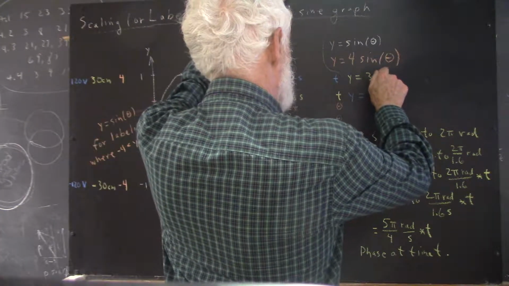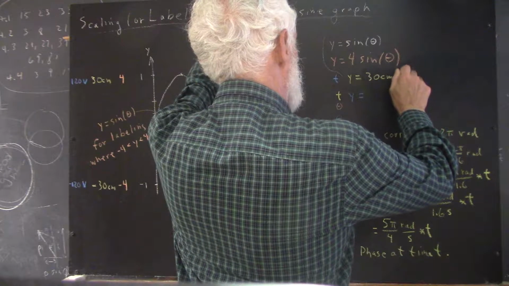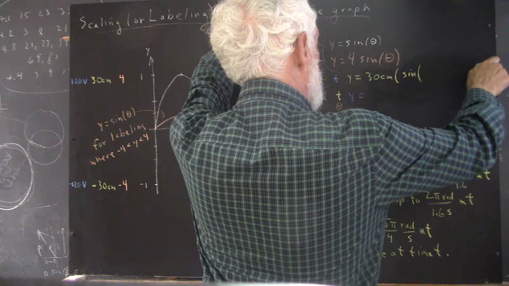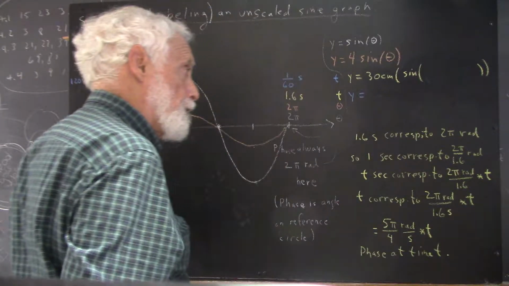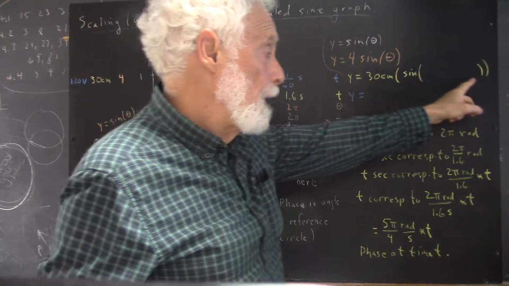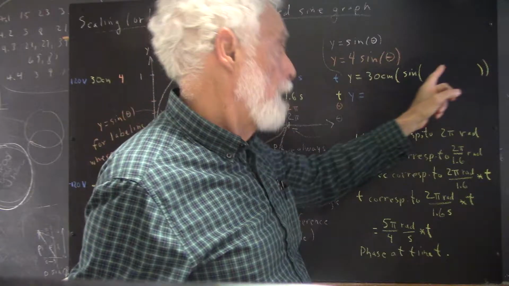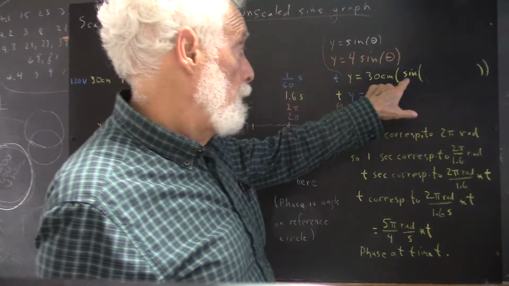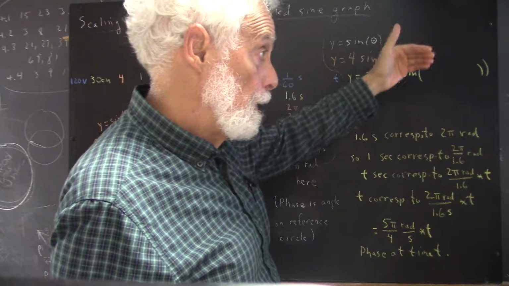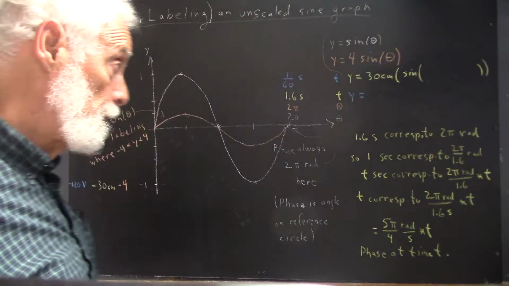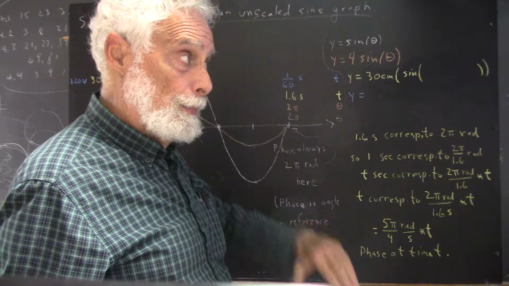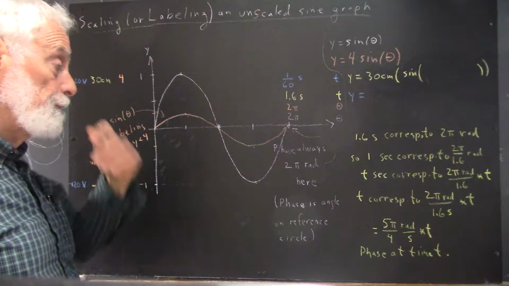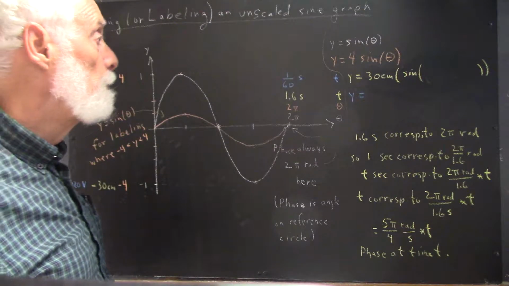So I go 30 centimeters multiplied by the sine of something. Now, I have to figure out what this something is, but whatever it is, if it's a function that has a variable that goes through at least one cycle of the sine function, then we know that the value of the sine function will go from negative 1 to 1, and when multiplied by 30 centimeters, we'll get a y value that goes from negative 30 centimeters to 30 centimeters. And we've already explained that this could model a pendulum.